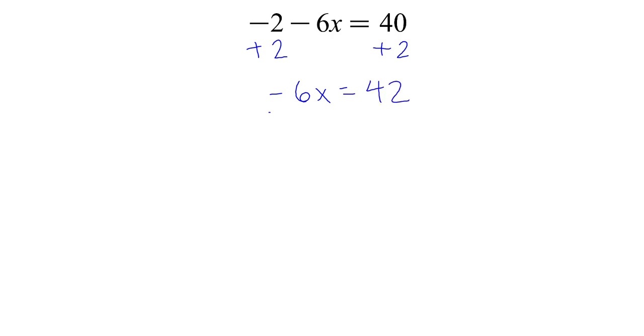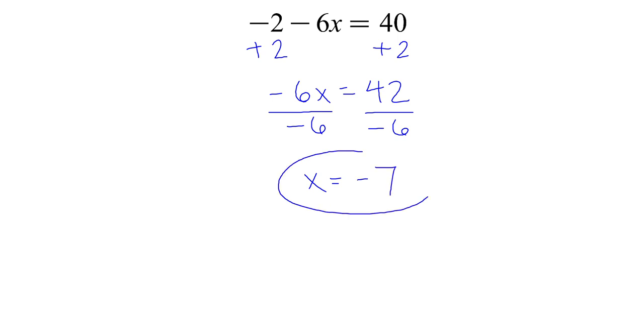Now it's a one-step linear equation where we'll divide by the coefficient, giving us x equals, well, 42 divided by 6 is 7. And since we have a positive over a negative, it'll be a negative 7 as our final answer. And if you want to go through and do it using the other method, right, where you would add 6x first, you should still get negative 7 as your answer. So give that a try and see if it works out for you.